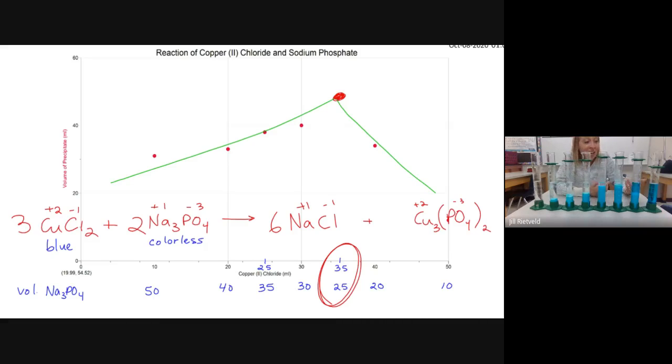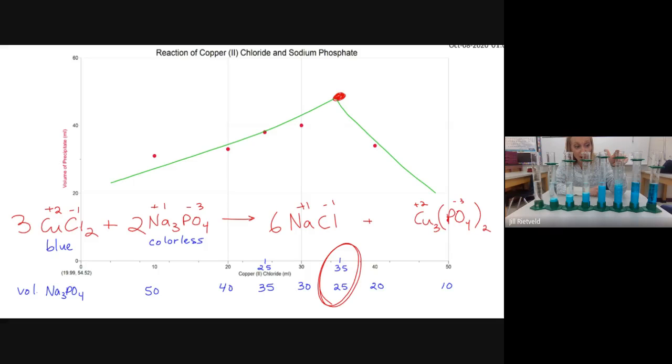There was not enough. In fact, if I were to add more of the sodium phosphate to this graduated cylinder, I should get more precipitate because there's still some copper in this blue solution. So if I add more phosphate, I should get more copper phosphate precipitate.